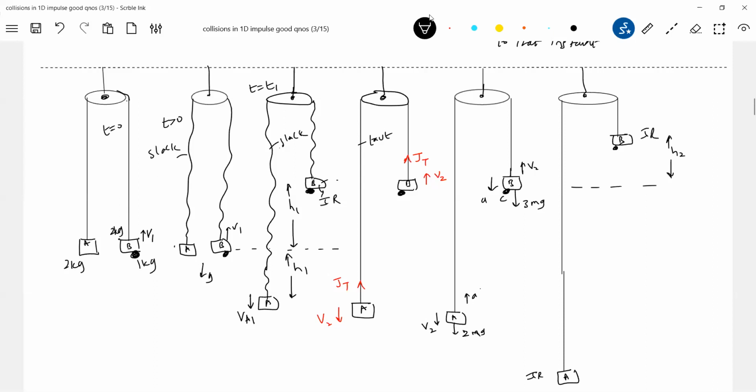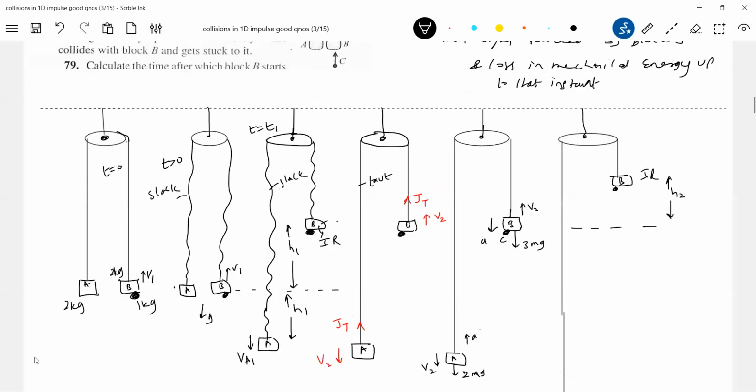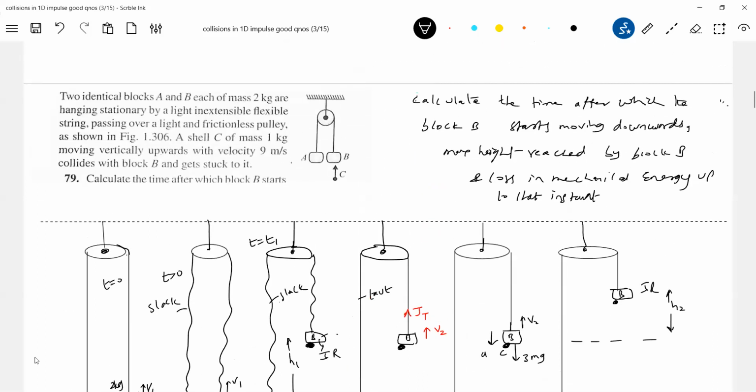So what are all the questions now? All of you can understand what is actually going on. Now you write equations. Without this background, I don't think so, I think you are in big trouble. You are in very big trouble. So let's see that. Calculate the time after which the block B starts moving downward.